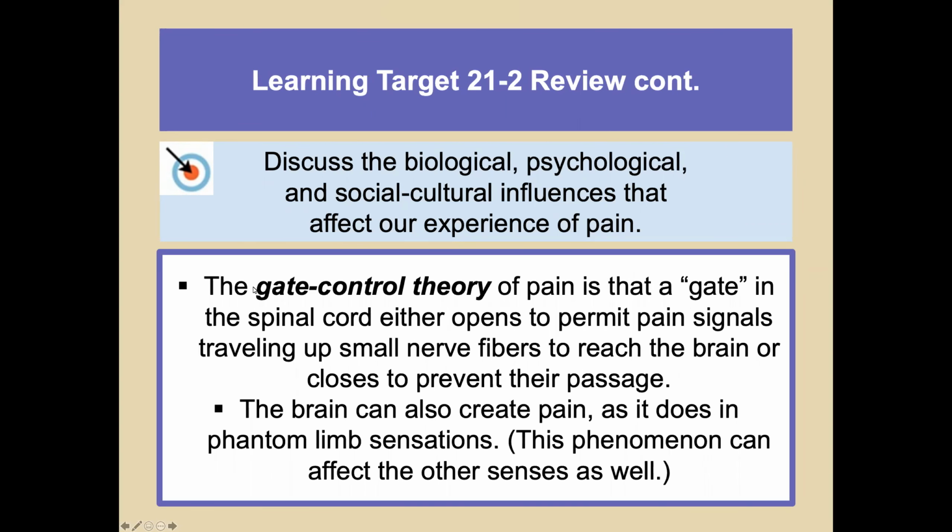The gate control theory of pain is that a gate in the spinal cord either opens to permit pain signals traveling up small nerve fibers to reach the brain or closes to prevent their passage. The brain can also create pain, as it does in phantom limb sensations. This phenomenon can affect the other senses as well. Very fascinating.